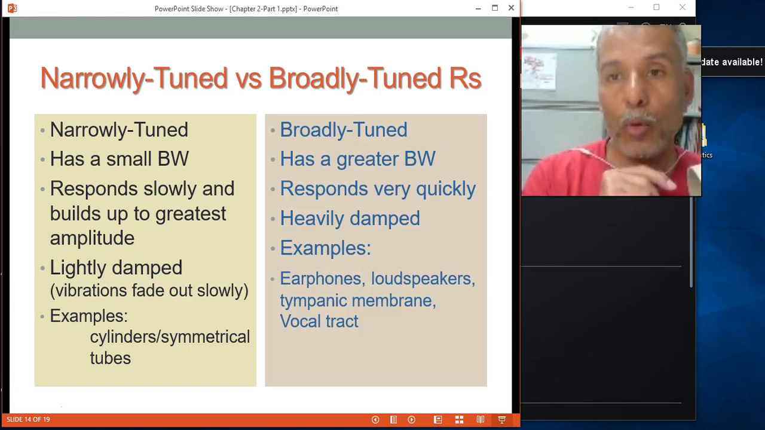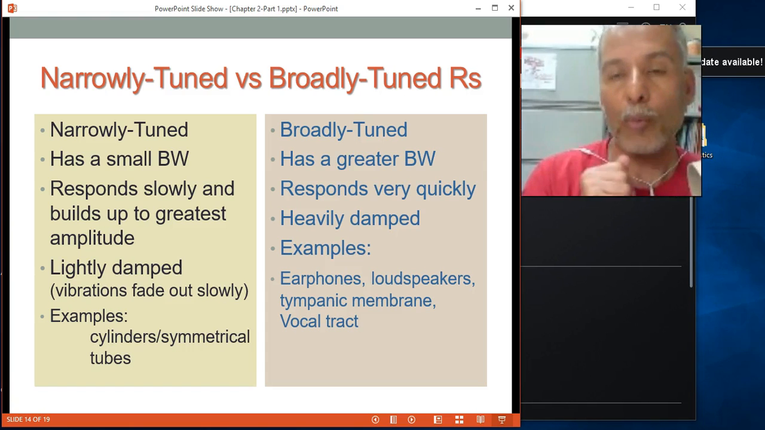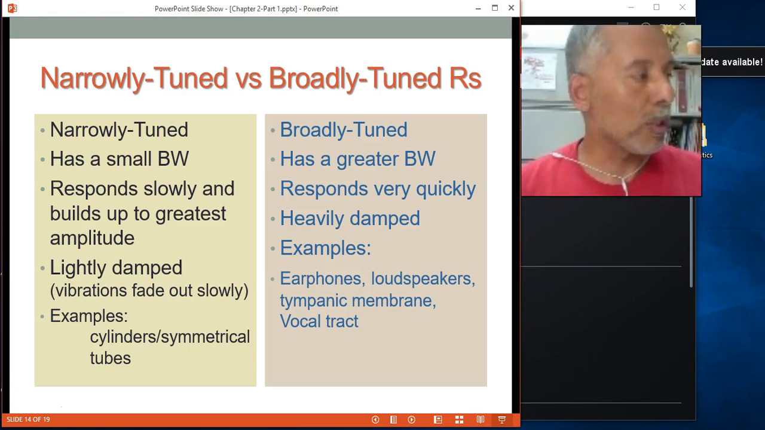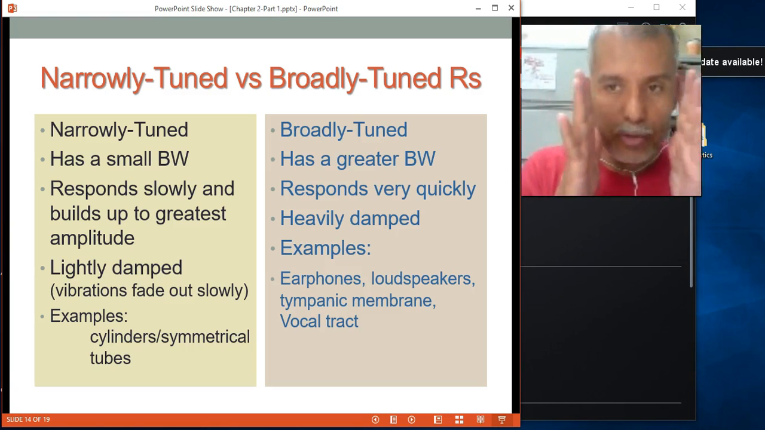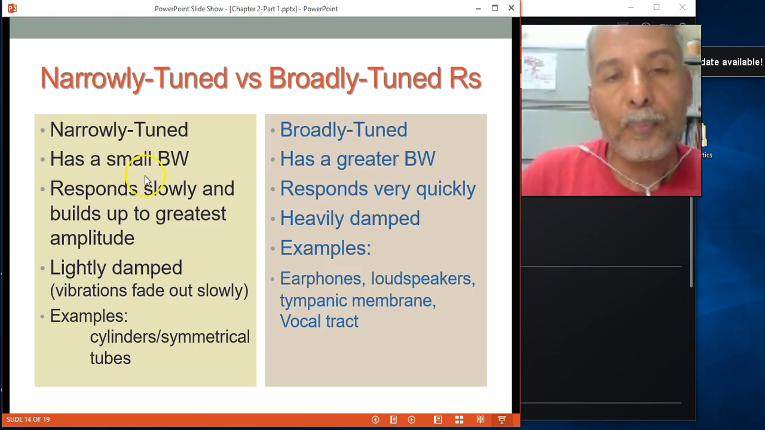So if it is 450, it will respond. As you go closer to 500, it increases. If you go 550, it will respond. Again, as you go back to 500, it will give you the best response. So that is a restricted range. That means it has a small bandwidth.